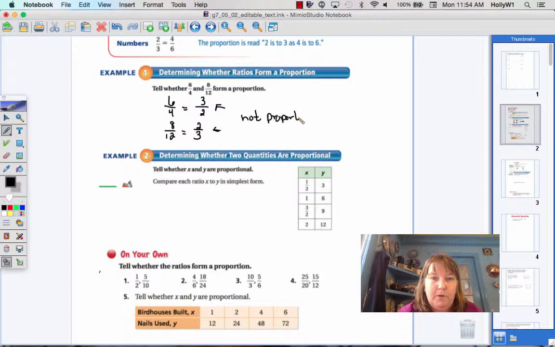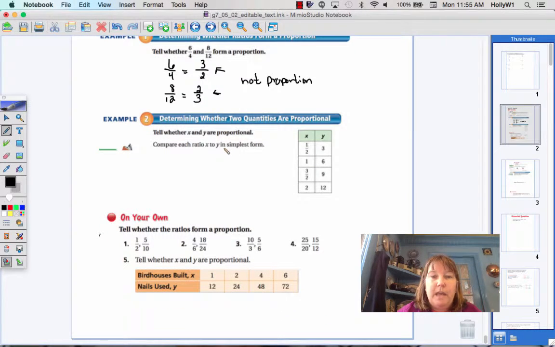We probably could have seen that when we looked at the two ratios anyway, because 6/4 is an improper fraction and 8/12 isn't. So there's no way they really could have been simplified down to the same ratio. If you have a table and you want to see whether or not those quantities are proportional, you actually have to take every single value in the table and compare them to each other. So we're going to compare the ratio x to y in simplest form.